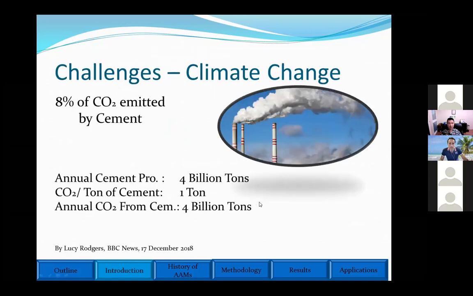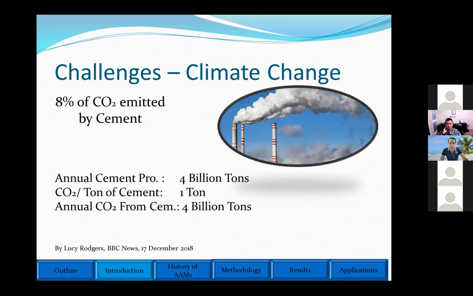We have some challenges. We have the climate change problem. 8% of CO2 emitted by human beings is just for the production of cement. We are producing 4 billion tons of cement each year. And by assuming that the production of 1 ton of cement is equal to the emission of 1 ton of CO2, it means that we are emitting 4 billion tons of CO2 into our environment.